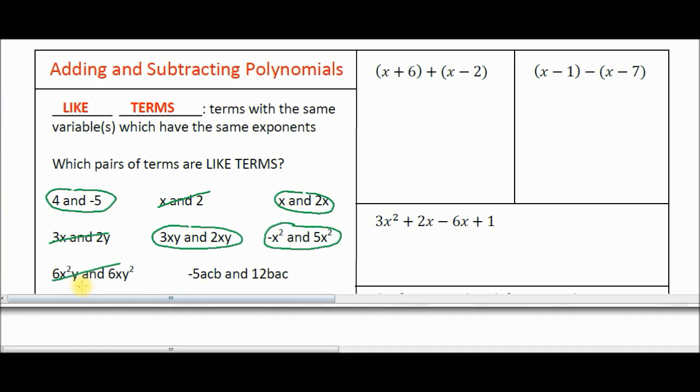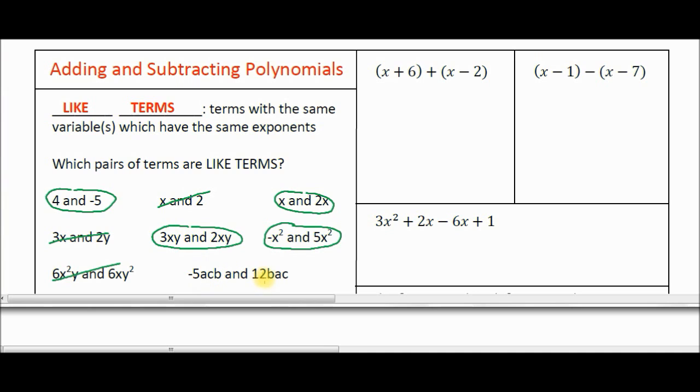And we can even look at the y variable and say the first term has y to the first power, second term has y to the second power. Those are not the same variable with the same exponent. And the last one, negative 5ACB and 12BAC. Now this is what I want to introduce you to: it doesn't matter what the order of the variables are. You just check each one.